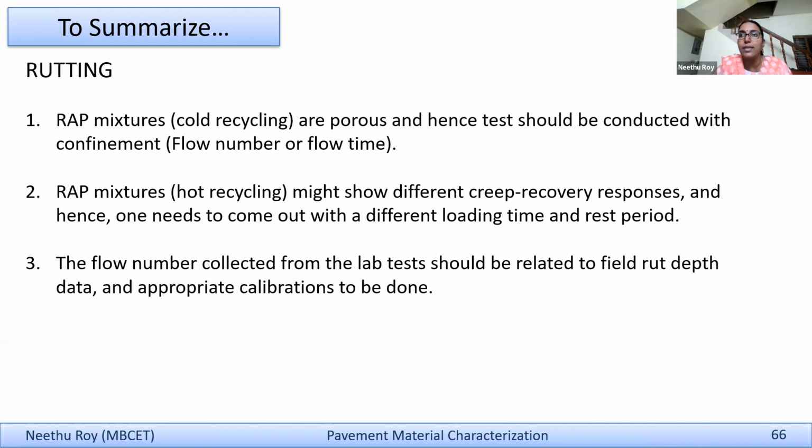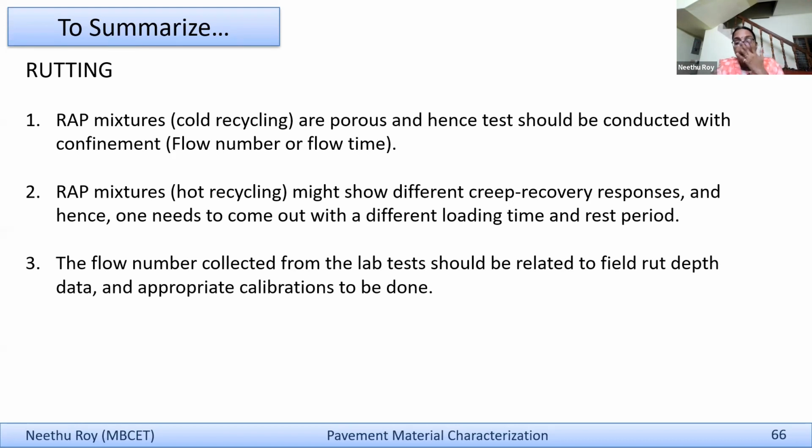Now, if you consider the hot recycling materials, this may give different creep responses, and it is necessary that you fix the loading time and the rest period. What we have seen is that you will give 0.1 second loading and 0.9 second rest period, indicating some amount of the traffic speed, but it need not give you the correct creep response if you have a hot mix recycled RAP material.